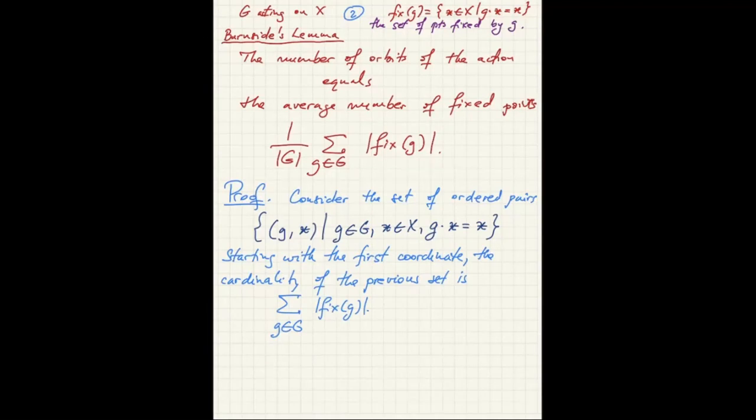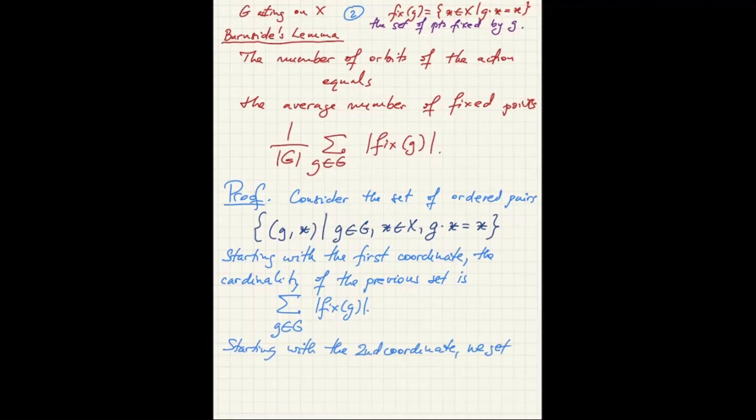Okay, from the definition, Fix of G contains all the elements x that are fixed by G. So that's good, we get one formula. But now we can do the same thing if we start a count with the second coordinate, we get the following cardinality.